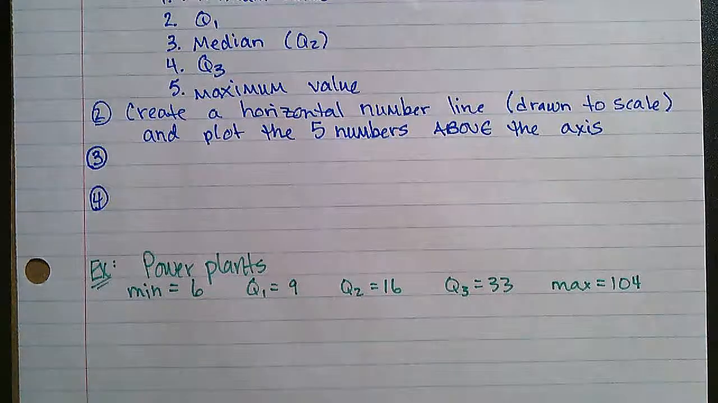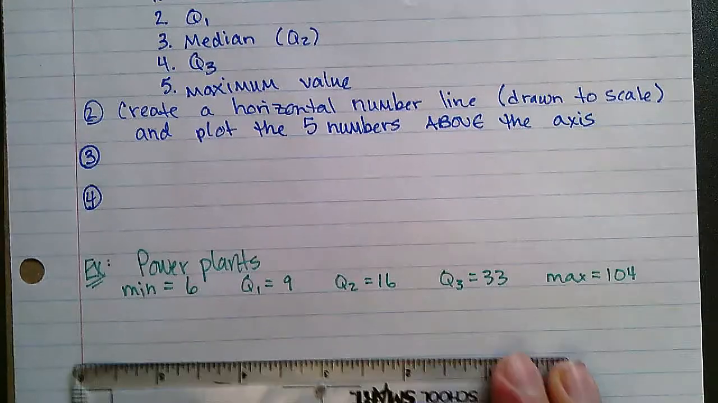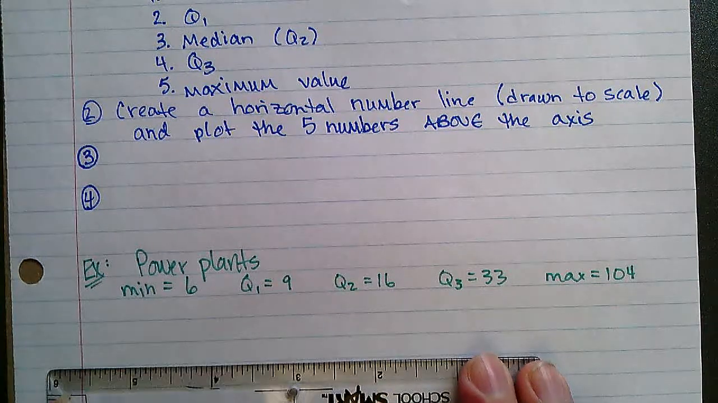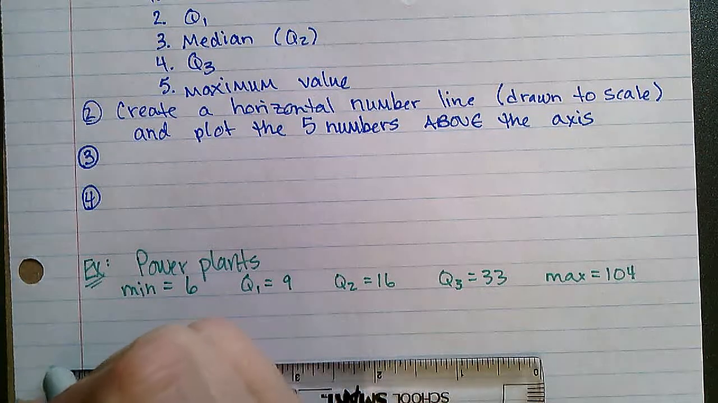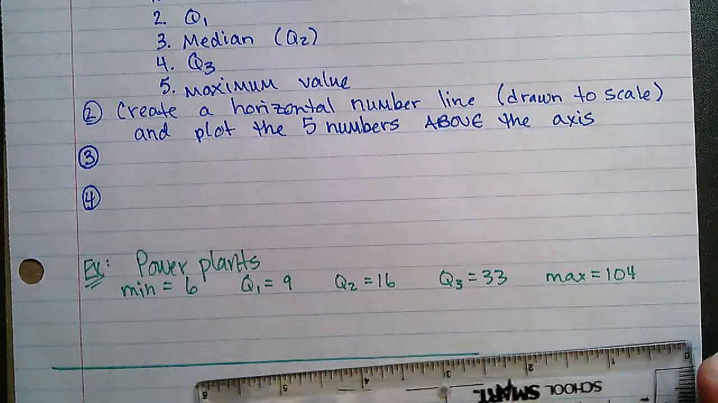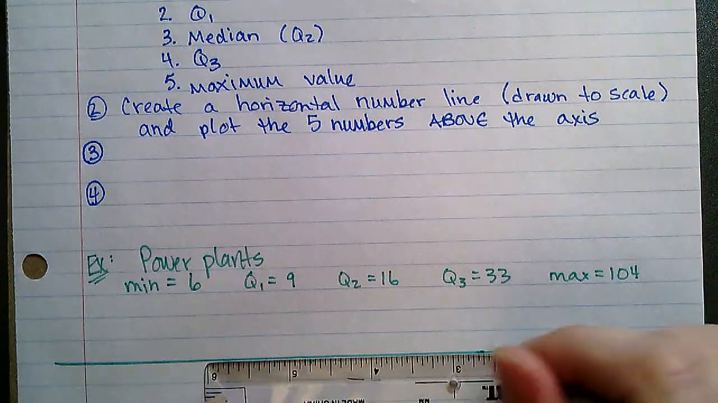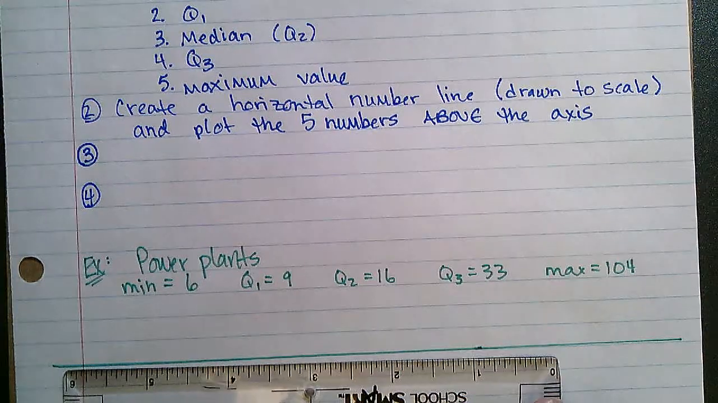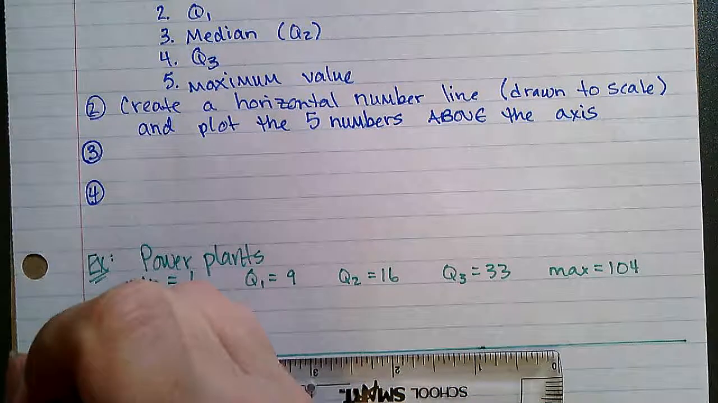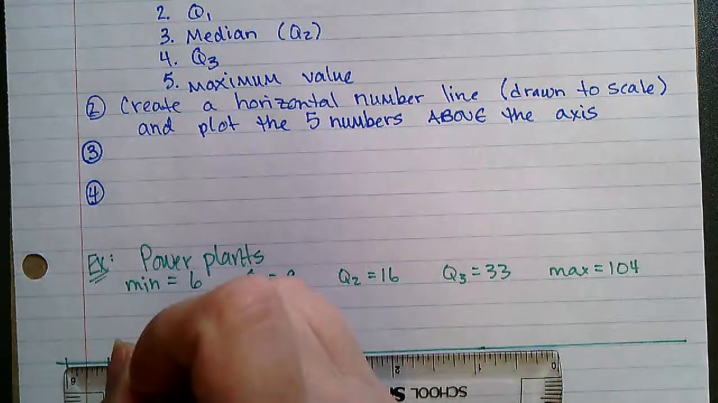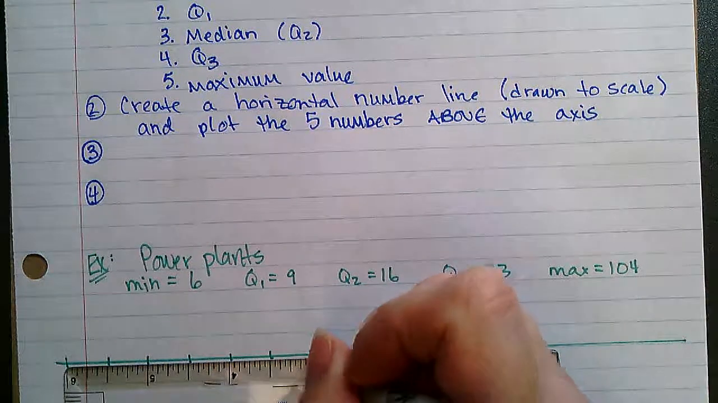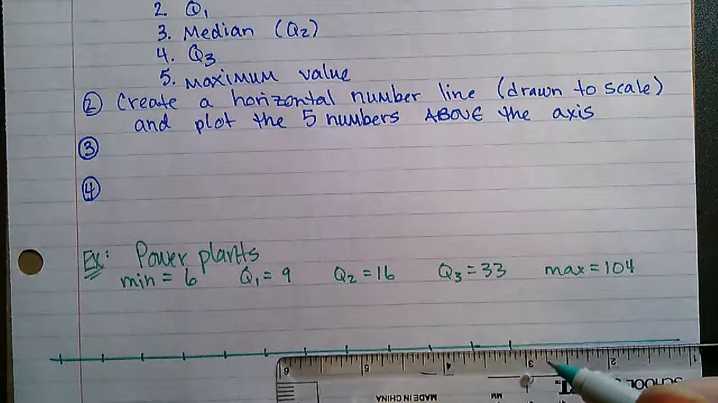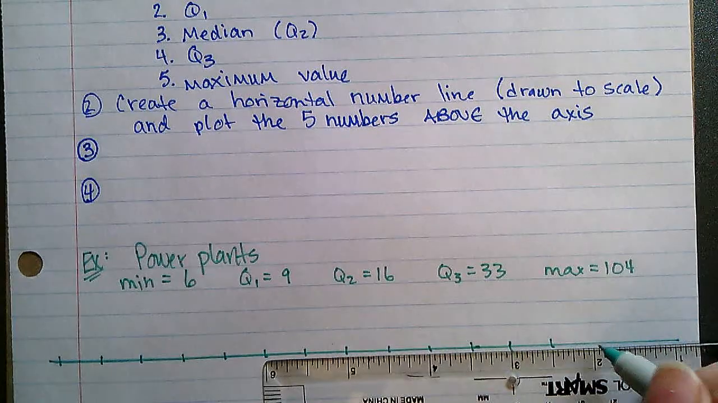So when you make your horizontal axis, we have to go all the way from 6 to 104, and it has to be done to scale. So in other words, if I'm going by tens, all my tens have to be the same size, and I can't skip any numbers along the way. So let's say 5, 10, 15, 20, 25, 30, 35, 40, 45, 50, 55, 60, 65. That's not going to work.